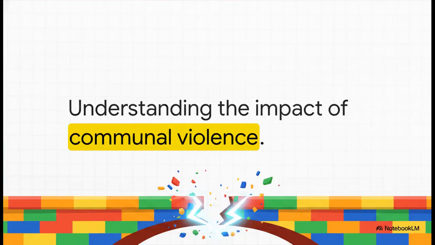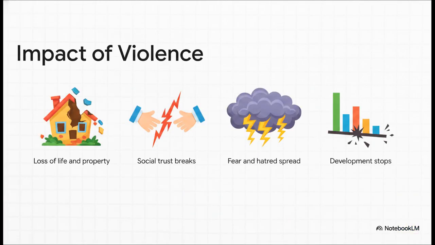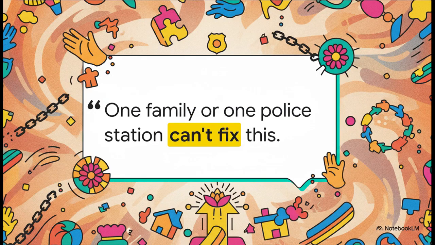Let's move to our 5th and final example and see how this builds. Communal violence. This refers to violence based on religion, caste, or community lines. It is a highly complex issue that can literally shake the foundation of any society. The impacts here are devastating. Communal violence results in a tragic loss of life and property. It completely breaks down social trust between neighbors, spreads fear and hatred, and brings both social and economic development to a dead stop.